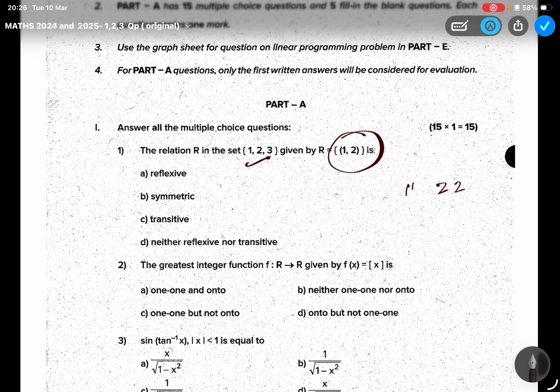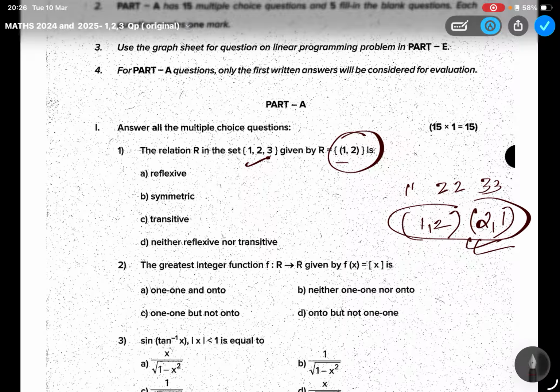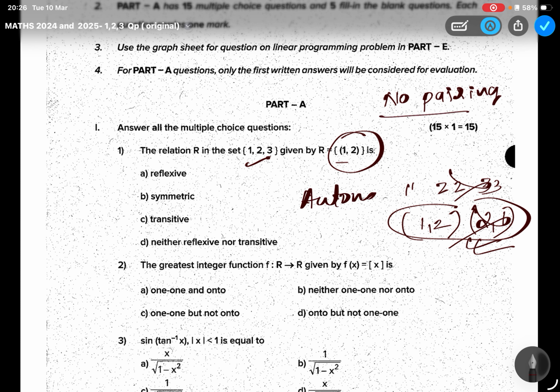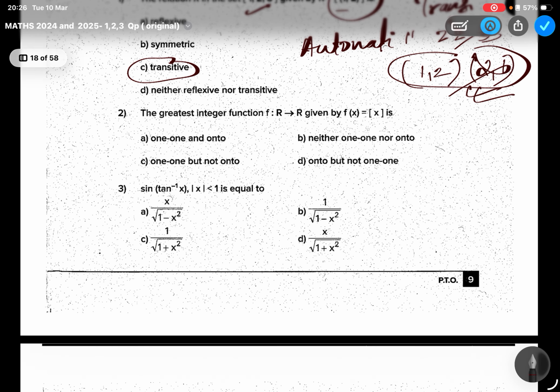1 comma 1, 2 comma 2, 3 comma 3, it is reflexive. So for the reverse value, 1 comma 2 is there, so 2 comma 1 should be there. So there is no 2 comma 1, then it is not symmetric. And what about transitive? No pairing element is there. There is no element to pair with, then it is automatically transitive. I hope this is transitive.